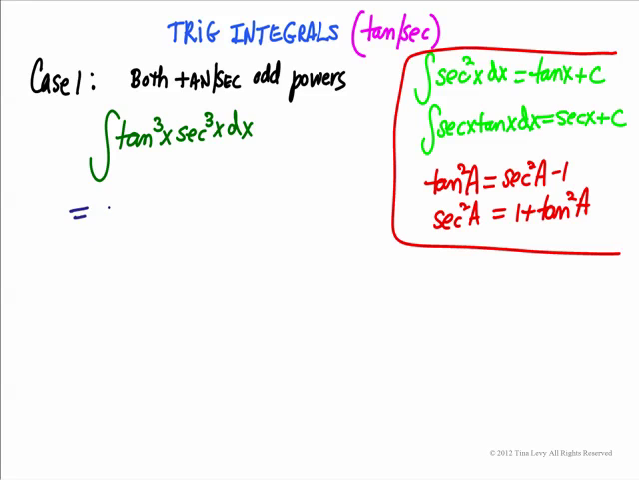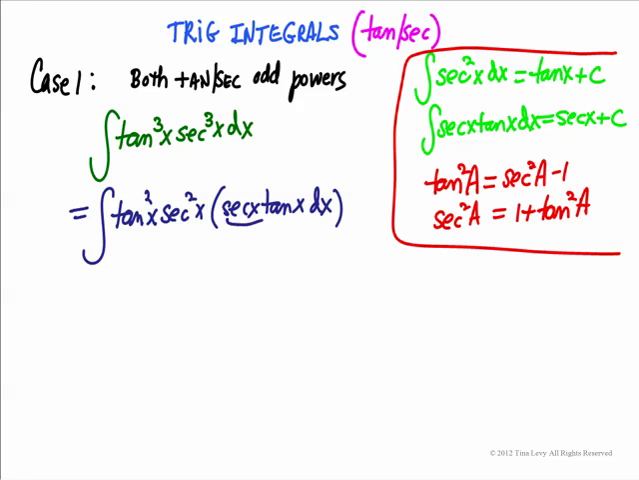With this one, what we're going to do is pull out one secant, one tangent, which is going to leave squares, and therefore we'll be able to use the Pythagorean identities. So I'll rewrite this as tangent squared x secant squared x, because I pulled out one secant x tangent x with the dx. This becomes my du, so I know that du is secant x tangent x dx, and therefore we know that it came from secant x.